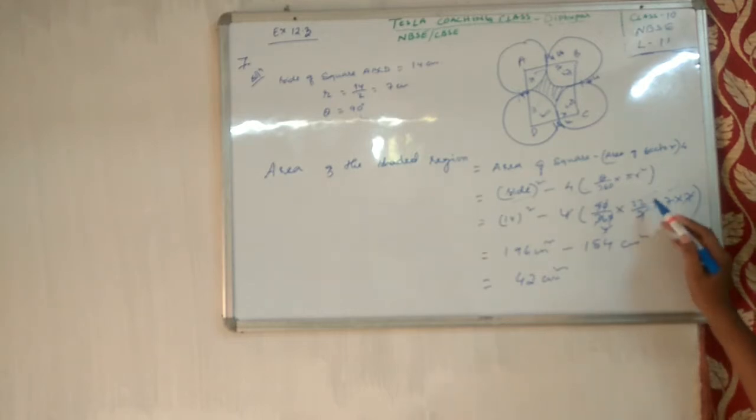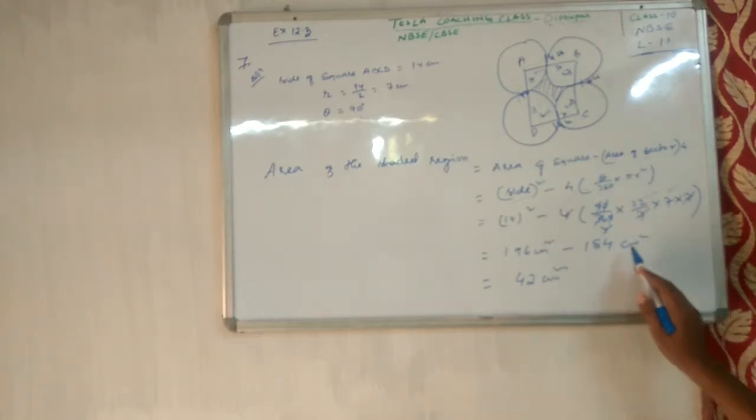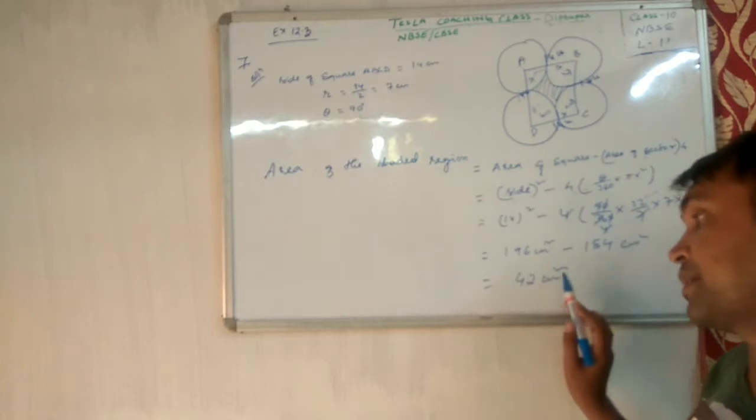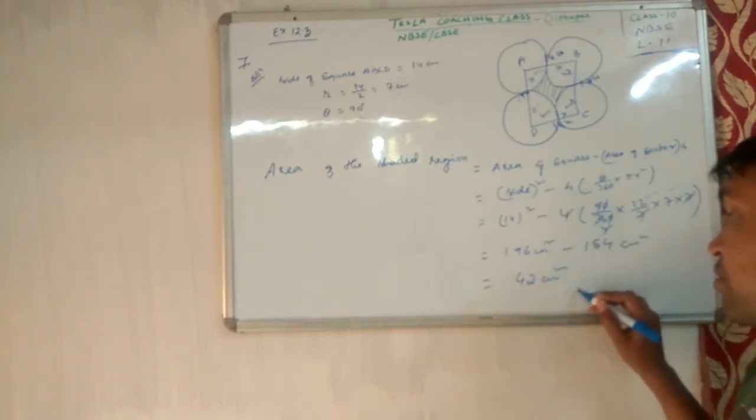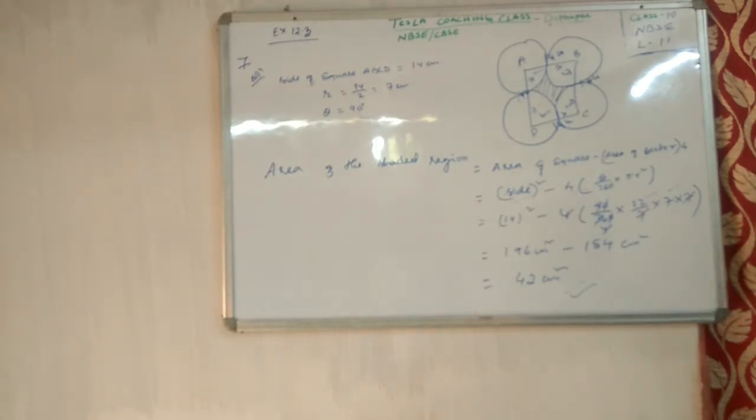22 into 7. 2 7 is 14. 2 14 is 1 15 and 14 square is 196. So if you subtract it, you will get how much? 42 centimeter square. So this is your answer for this question.